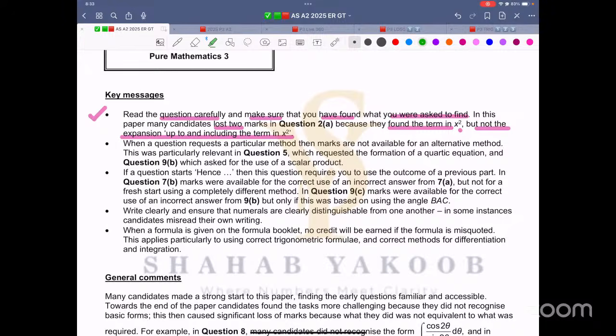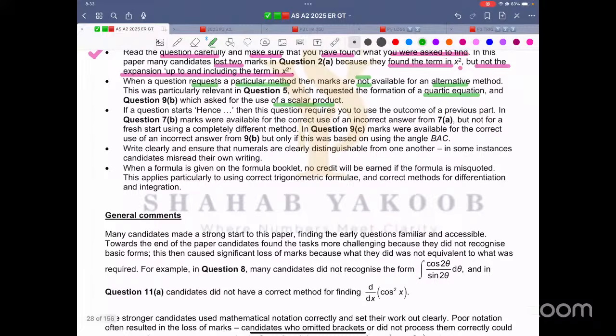When a question requests a particular method, then marks are not available for an alternative method. This was particularly relevant in question 5, which requested the forming of a quartic equation, and question number 9, which asked for the use of a scalar product of vectors. Then, if a question starts hence, this question requires you to use the outcome of a previous part.